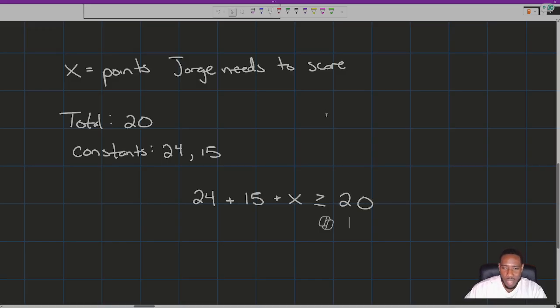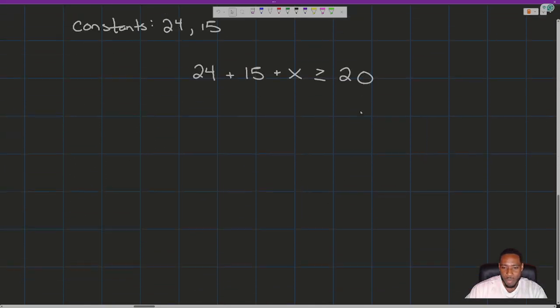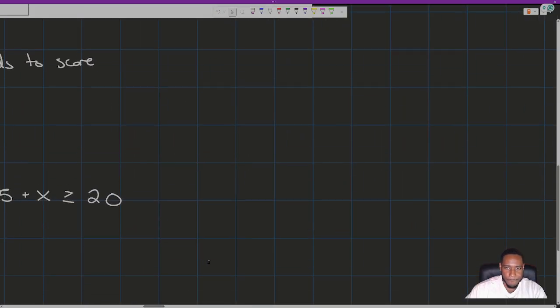Now this is almost done, except for this word they use for us here, which is average, right? So we're saying we need to average at least 20 points in this 3-game basketball tournament. So that's 20 points per game on average. And hopefully you'll remember that all averages, I'll write this over to the side here.